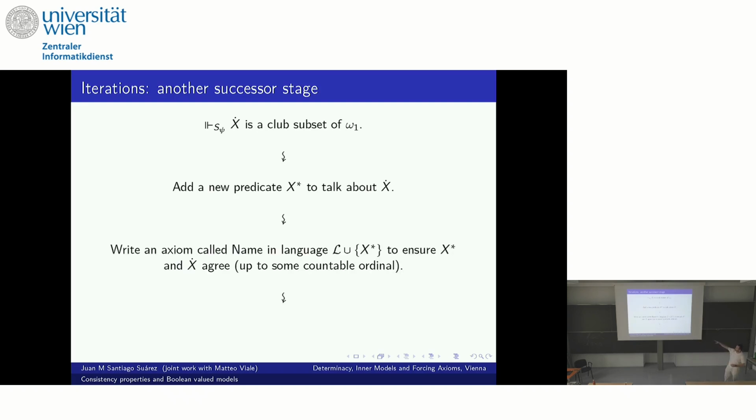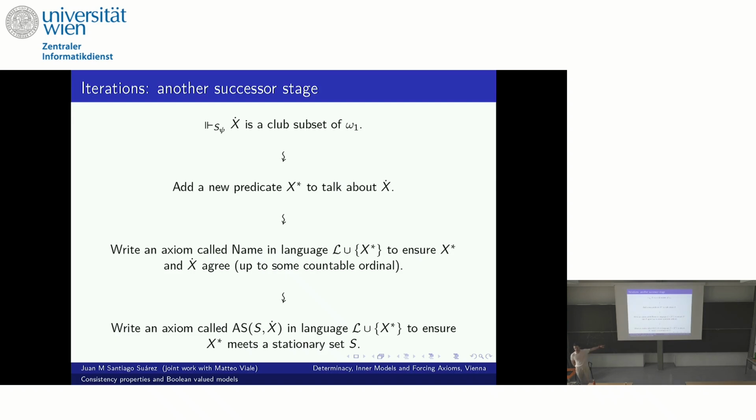Now one can write an axiom in the expanded language, the language expanded with the predicate, to ensure that the original club and the new predicate agree up to some countable ordinal. Now if you can do that, you can write another axiom that is called AS, because this originates in the Aspero-Schindler proof, and says that if you have a club name and you have a stationary set, you can write an axiom that says they meet. What is very nice, and I leave that for another presentation at some point, is that this is a conservative strengthening of the original formula when the original formula psi has some property.